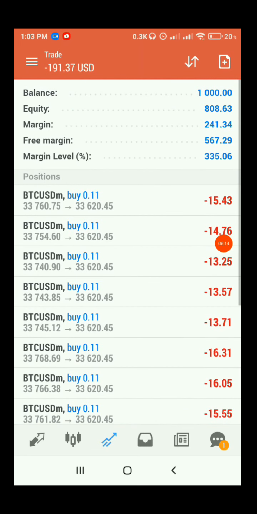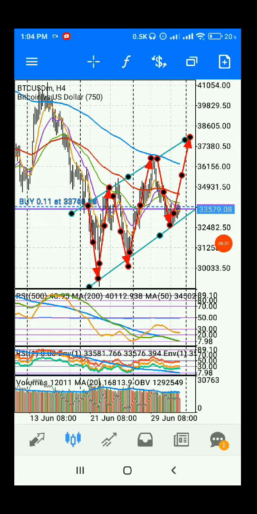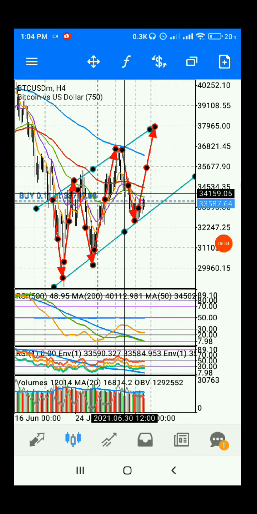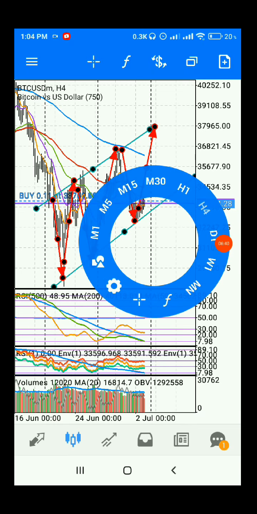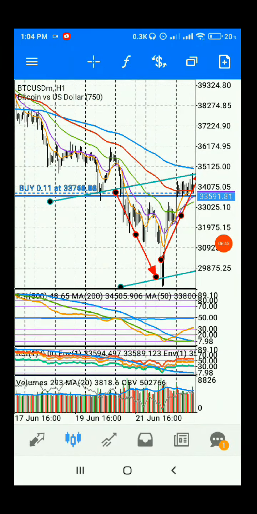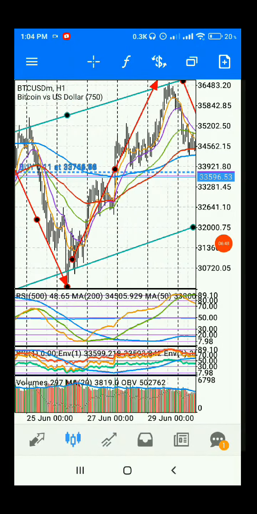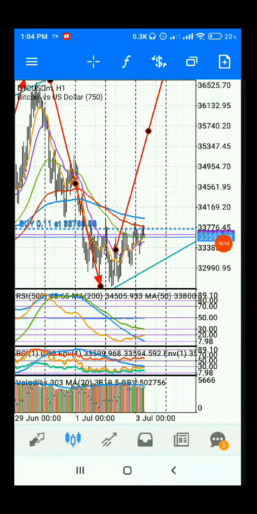This is a $1,000 account, and right at this moment the floating loss is 190, near $200. I'm expecting price to go up, so I took a buy of 0.1 lot. So how do I get entries from this point? To take entries, I go to the 1 hour time frame. I got the potential levels, where the demand zone is. So I mark it this way.